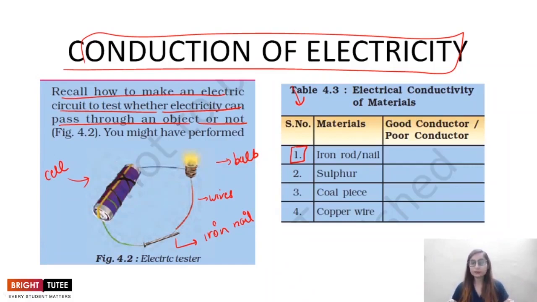Now when the circuit is completed and the iron nail is present here, as the iron nail is made up of a metal, the current flows through the cell, through the nail, to the bulb, and then to the cell again, and the bulb glows. So this tells us that an iron rod or an iron nail is a good conductor of electricity, right? This is the information that we obtain, that the iron nail is a good conductor.